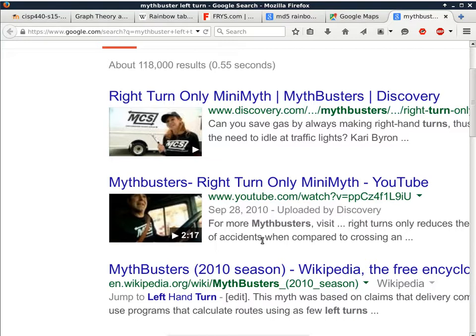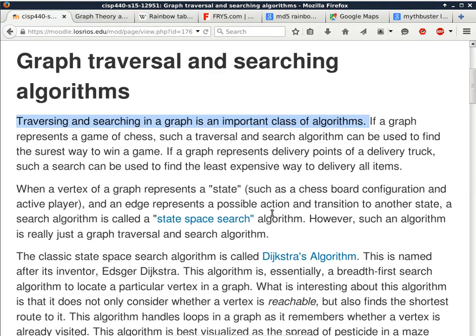Okay, is it okay so far with a graph traversal? Why we need to do it? Okay. So getting back to my own notes here.